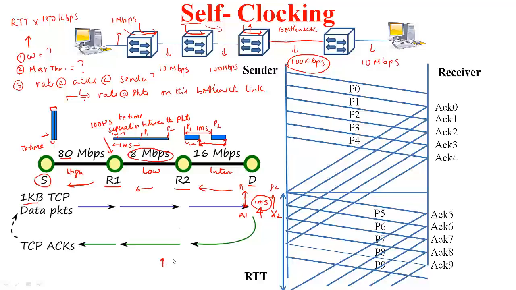In other words, if the bottleneck bandwidth increases, the ACKs will be spaced closer. If the bottleneck bandwidth decreases, the ACKs are going to be spaced further apart. So it is adaptive that way.